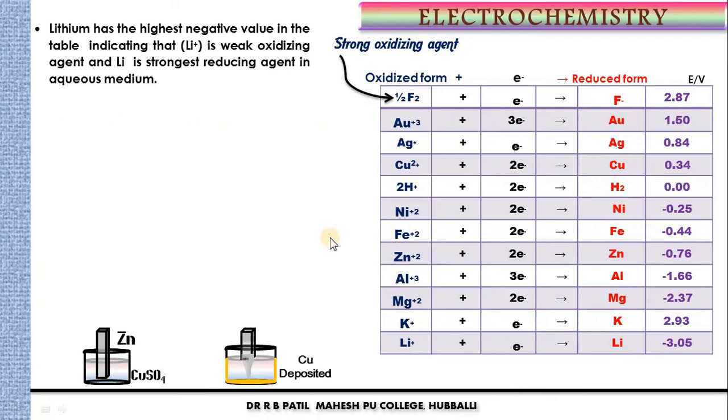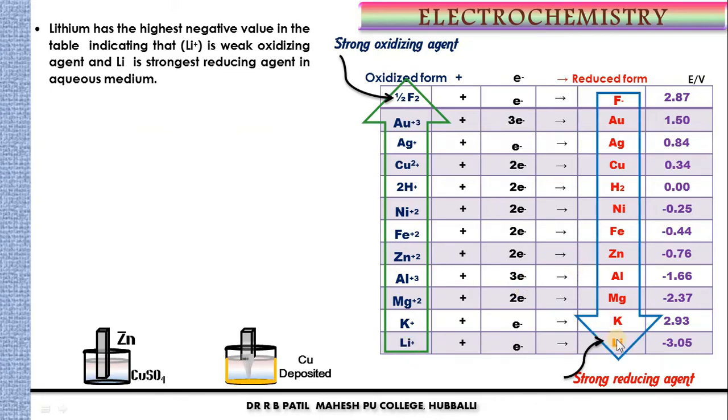In other words, students, here fluorine is the strongest oxidizing agent, and the ability to act as an oxidizing agent decreases down the column. And here lithium is the strongest reducing agent, and the ability to act as a reducing agent decreases up the column.